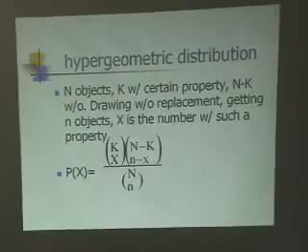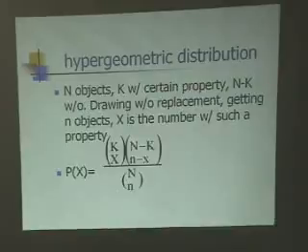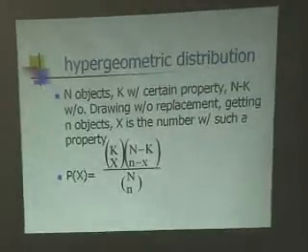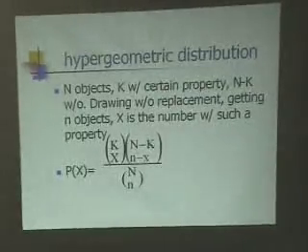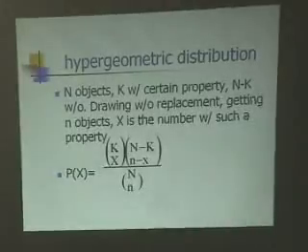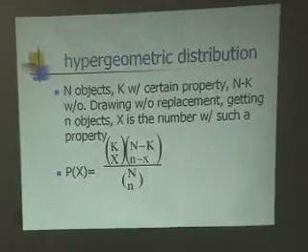So if in any kind of experiment you have only 2 possibilities, drawing with replacement, that is binomial. Drawing without replacement, that is hypergeometric. Okay.